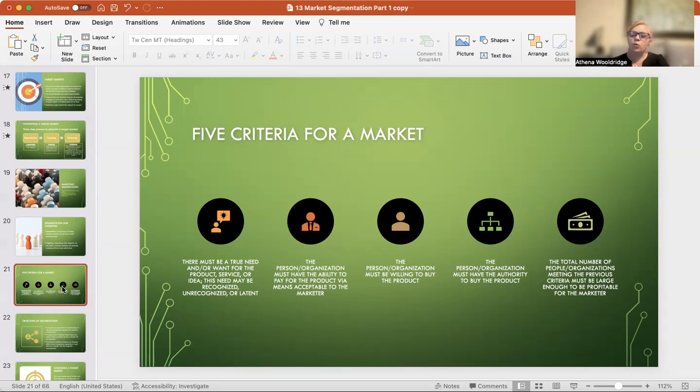Number 2, the person or organization must have the ability to pay for it. A desire alone does not constitute a market. I may want a Lamborghini. I cannot afford it. Therefore, I'm not a part of the market. If there are not enough people to be able to do it, there's no market.